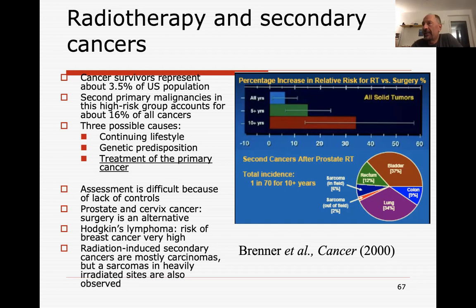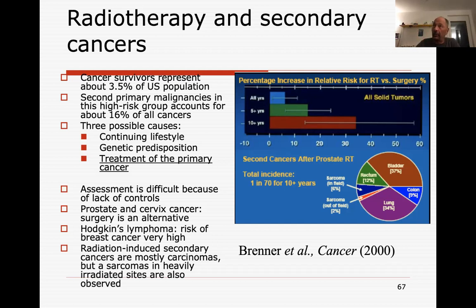One is continuing lifestyle. For example, you are a smoker and you keep smoking. So of course, you are at higher risk than the rest of the population. Second is the genetic predisposition. In many cases, you have a genetic predisposition to cancer. So first you get one cancer, and then you will get another cancer, and so on and so forth. And third is the treatment of the primary cancer. Because of the treatment of primary cancer, especially radiotherapy in this case, you get the second cancer, because radiation can also induce tumors.